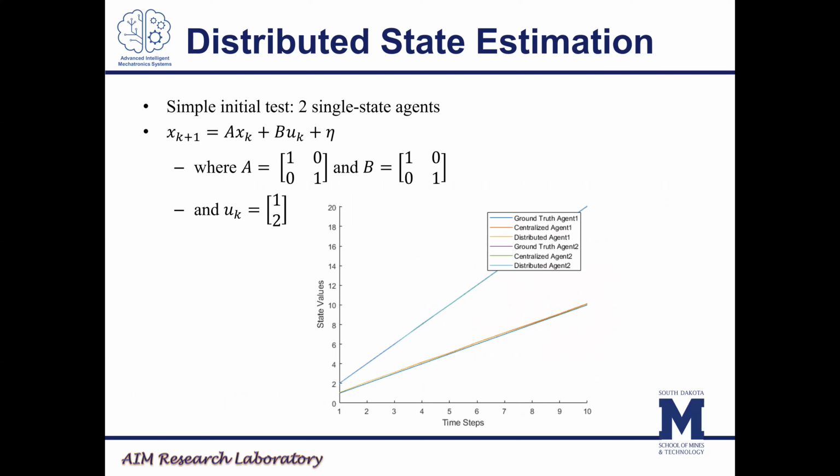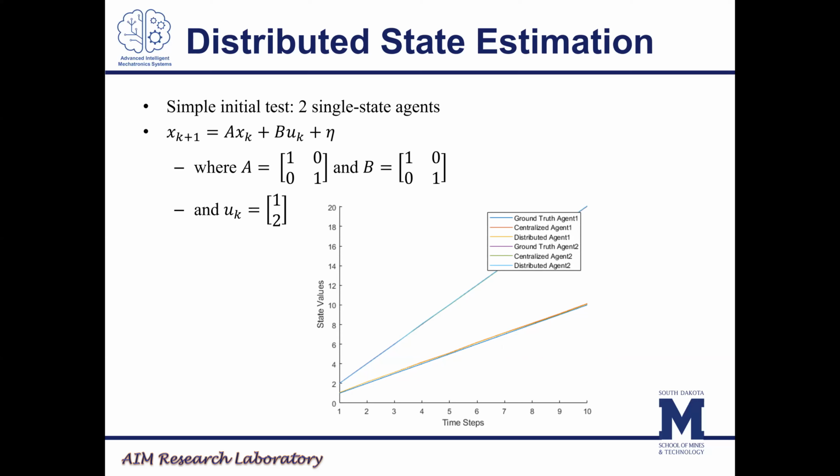So to test this and look at it, we designed a very simple test. We just have two single-state agents, almost like two balls rolling down a one-dimensional ruler. And each ball is moving at a different velocity. So we can see the states increasing in this plot. Agent 1 is moving at 1 meter per second, agent 2 is moving at 2 meters per second.